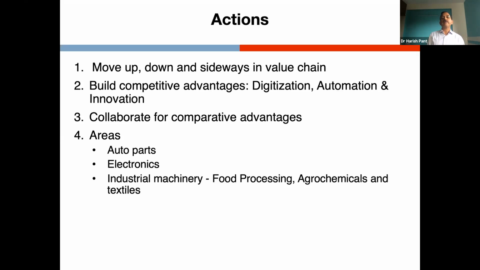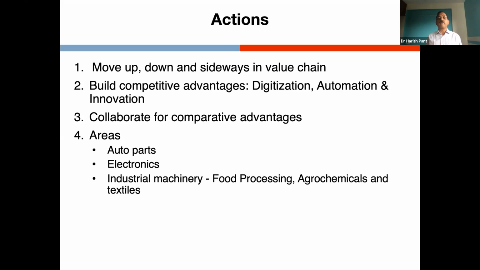So as you build the competitive advantages, you have to build the comparative advantages as well. Three, four areas come to my mind. Auto parts, because of this ongoing global issue with the China supply. A lot of global customers want to have an alternate supply base, and India fits in very well in terms of size, scope, and the talent pool available. So auto parts looks to be a very right sector to focus on.